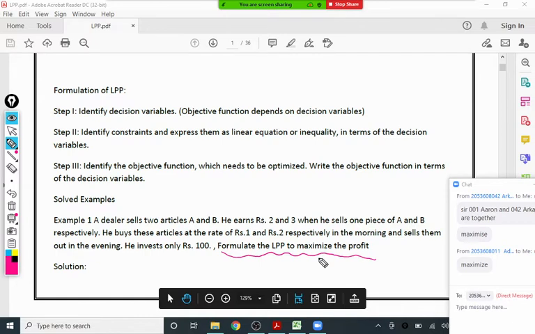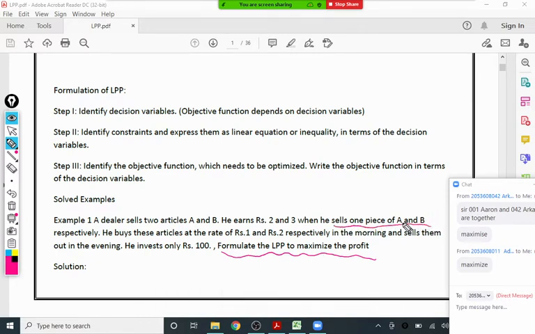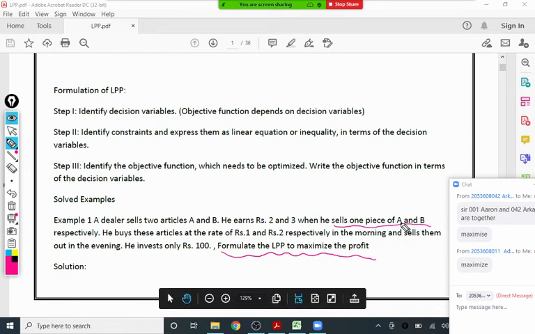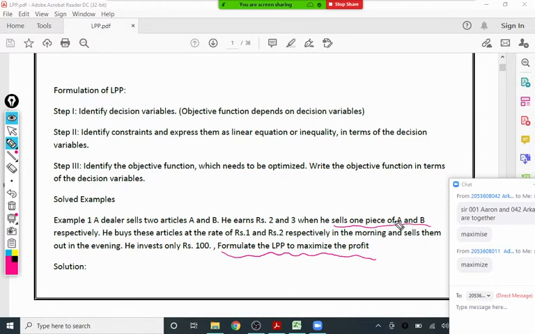Now this profit obviously depends on the selling of these pieces of A and B. So that becomes our decision variable. So we should say, let X and Y be the pieces of A and B that the dealer is going to sell. Just we should say let X and Y be the pieces of A and B. Okay, so that is one thing.